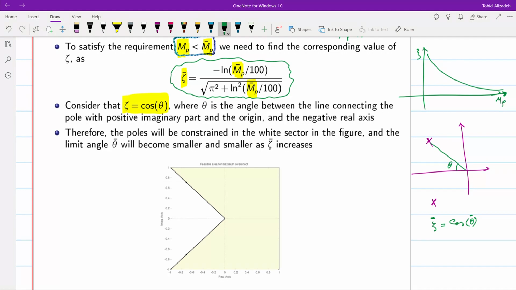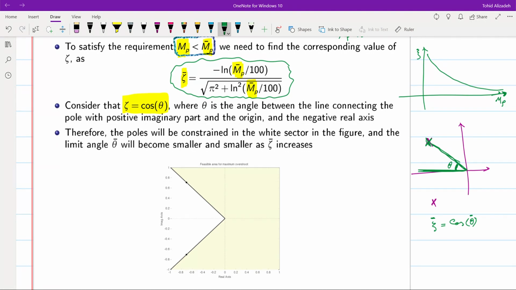So theta is the angle between the line connecting the pole with the positive imaginary part to the origin, so that's the line, and the negative real axis. So this negative real axis will give us the value of theta.